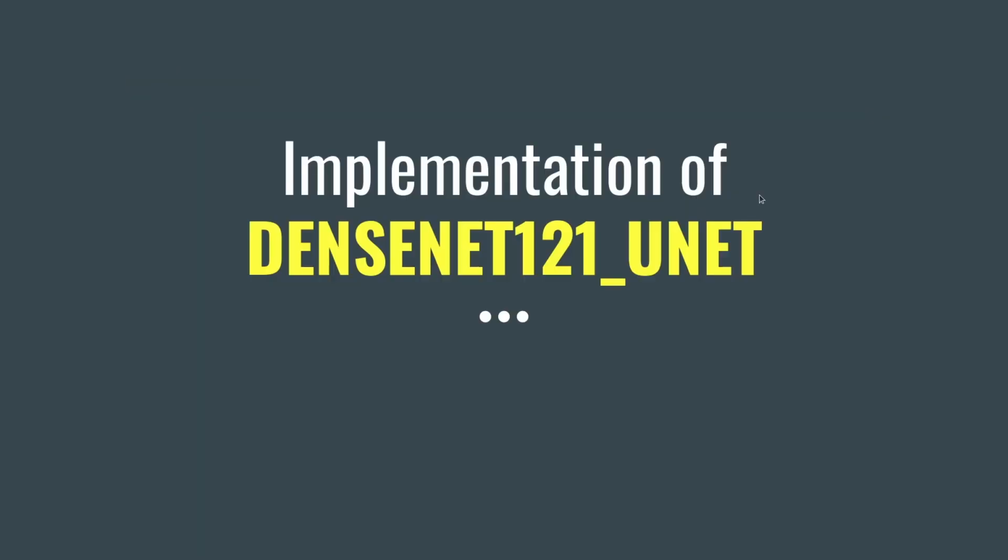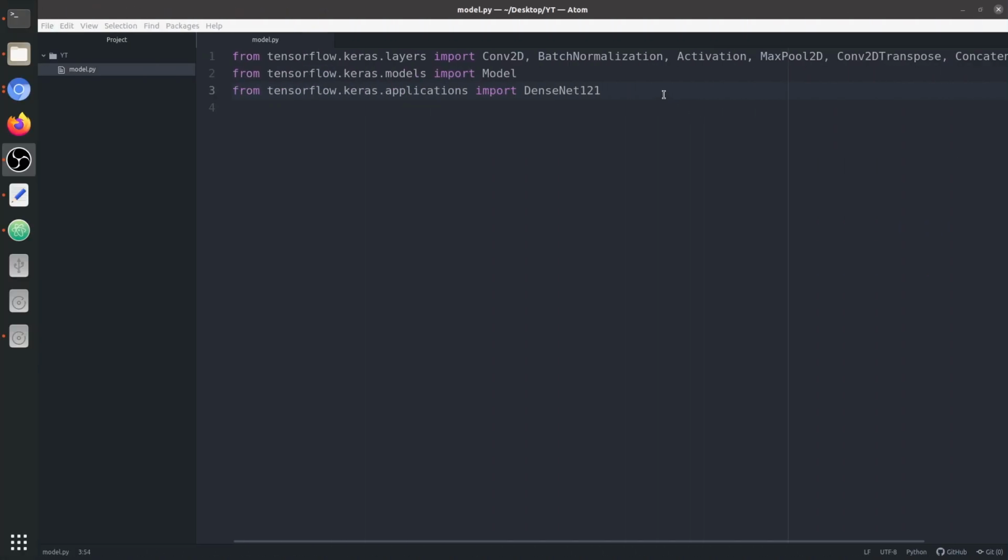Now we're going to implement this DenseNet 121 UNet, or we can call it Dense UNet, in TensorFlow using the Keras API. So here we have our model.py file, and within that file we have imported all the layers classes: convolution, batch normalization, activation, and all other layers which we require. Next we have imported the Model class, and at last we have our DenseNet 121 architecture, which we're going to use as the pre-trained architecture.